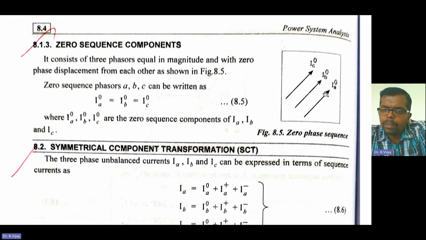Actually, for differentiation they kept like this, but you can also write all of them together as IA naught, IB naught, and IC naught, because this is having zero displacement and equal magnitude for all the three phases. So zero sequence phases A, B, C can be rewritten as IA naught is equal to IB naught, that is equal to IC naught, where IA naught, IB naught, and IC naught are the zero sequence components of IA, IB, and IC. So these are the zero sequence components.